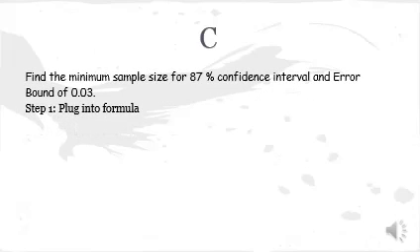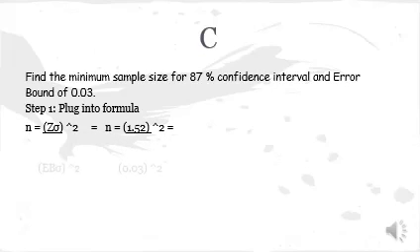For part C, we will find the minimum sample size for an 87% confidence interval and an error bound of 0.03. With an 87% confidence interval, we are left with 13%. Divide that in half to find each tail to be 6.5%. Looking into our z-chart, the 6.5%, or 0.065, is closest to 1.52.